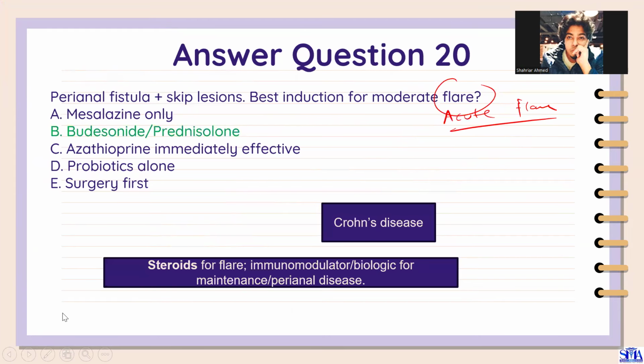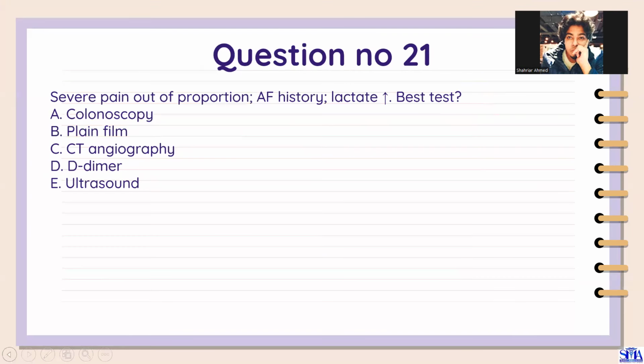Okay, so we took this one, Crohn's disease. Okay, one more and then we're going to break. Severe pain out of proportion and atrial fibrillation history. Even though it's a bit of a surgical question, lactate level is increased. Best test? Severe abdominal pain, you mean to say, or epigastric pain, a better word. Any idea what can be the diagnosis?